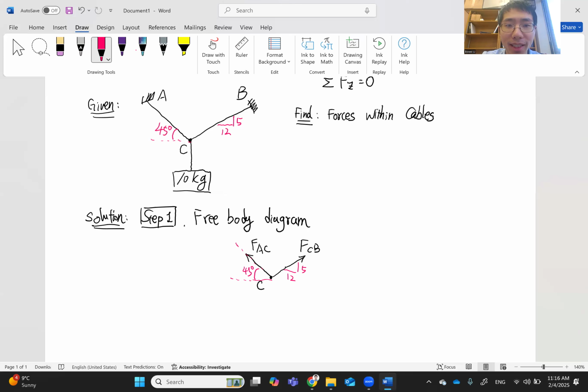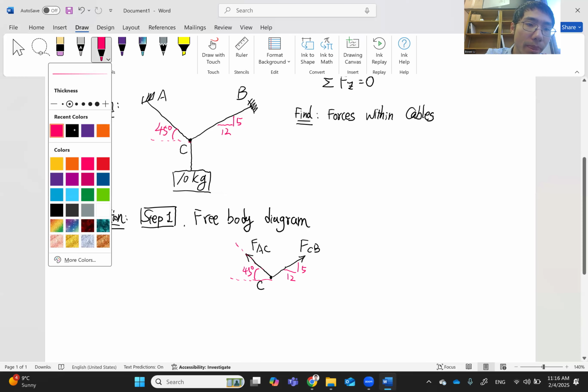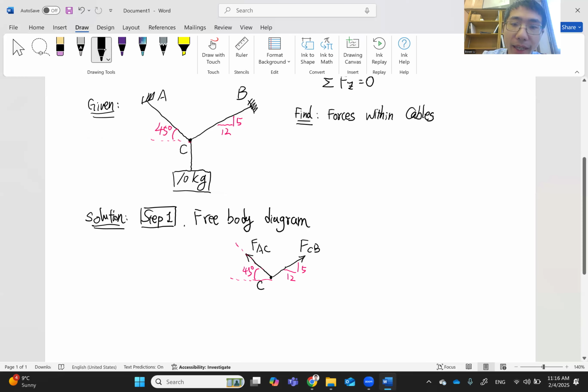And in addition to that, what else do we have? We have the object that is hanging on point C, right? So we need to represent what? We need to represent the gravity of the object as a force, right? So that is actually called the gravity force here.